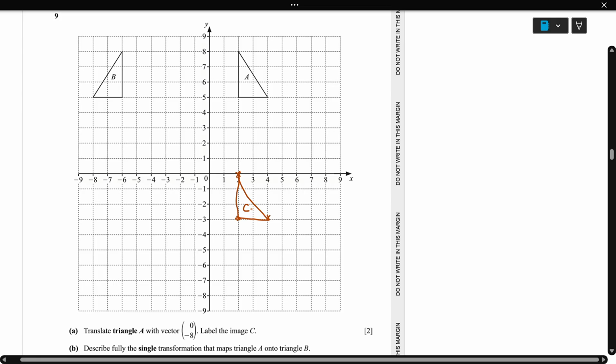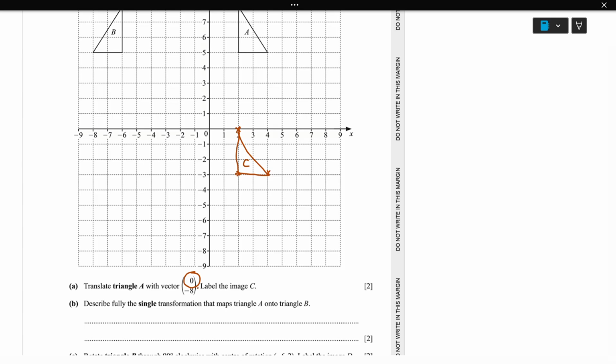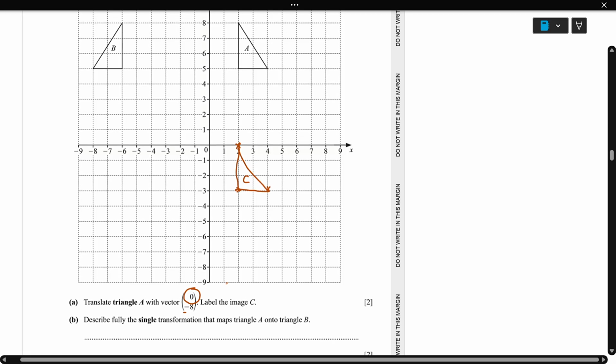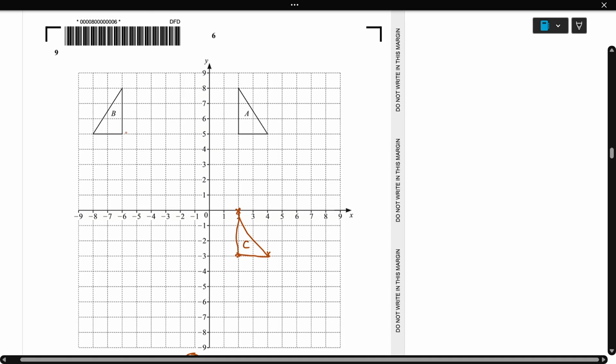Okay, so next one, the top one is going to be the horizontal translation and the vertical one. If it's positive, it will go right or up. If it's negative, it's down. So here 8 is going to be negative, so we move down. Describe fully the single transformation that maps A onto B. A to B, we know it's just a flip.